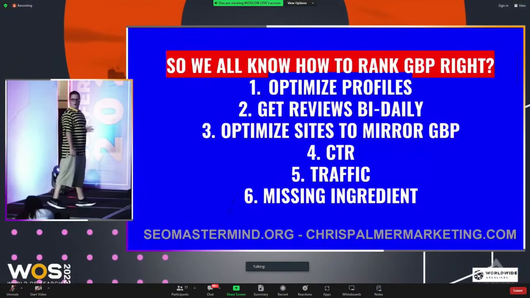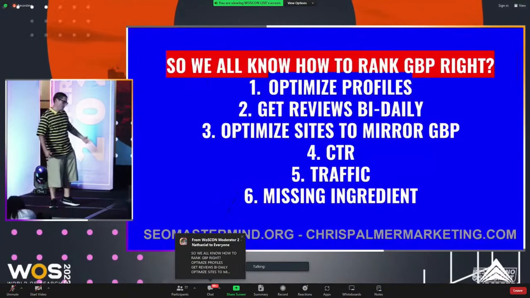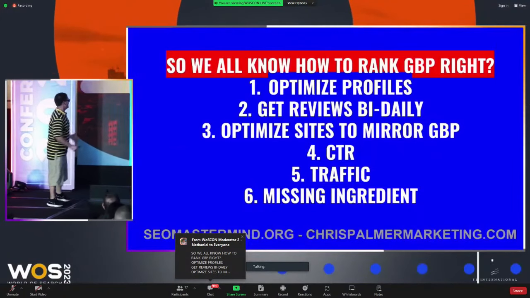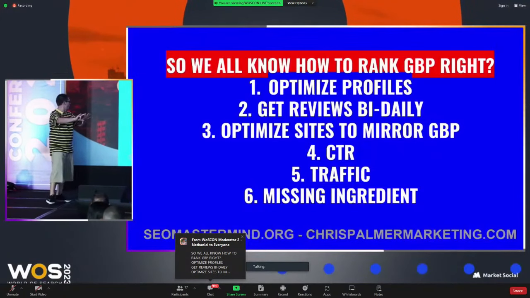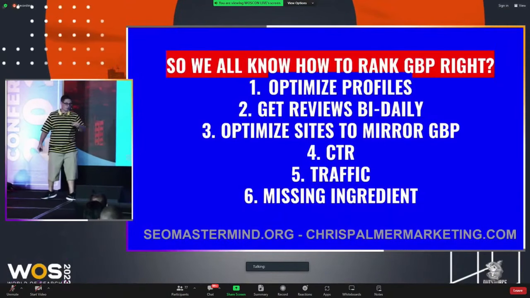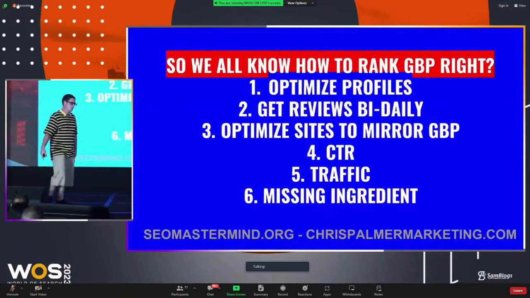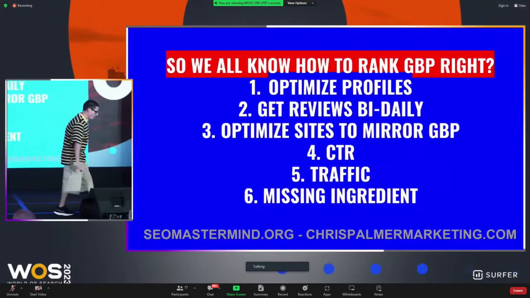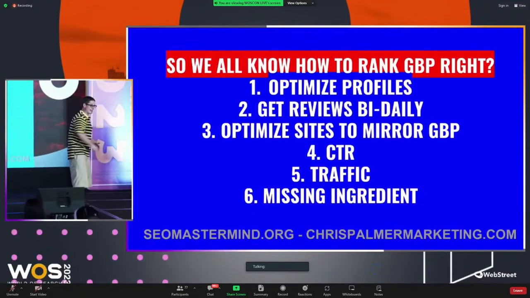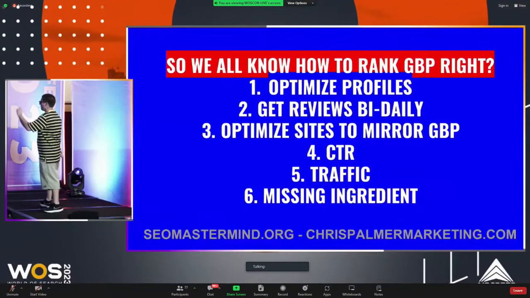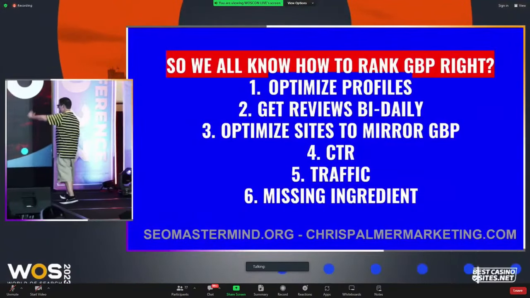So we all know how to rank GBPs, right? Most people think they do, but we all have the basic premise. Number one is we optimize the profiles. Number two, we want to get reviews daily. A lot of people aren't doing this. Reviews move the needle. Buy daily reviews. It doesn't matter what country they're from. Actually, you could send in 50 at a time. It doesn't matter what country. I assure you, it doesn't even matter what you say. Buy daily reviews. Consistency helps with ranking.